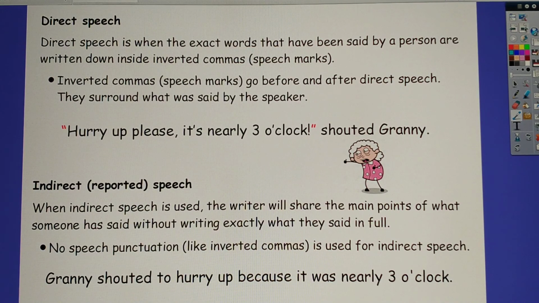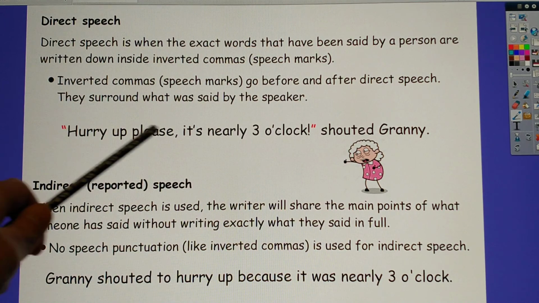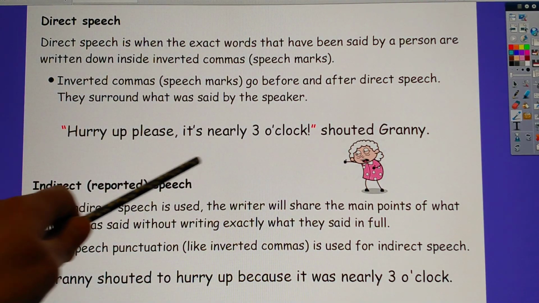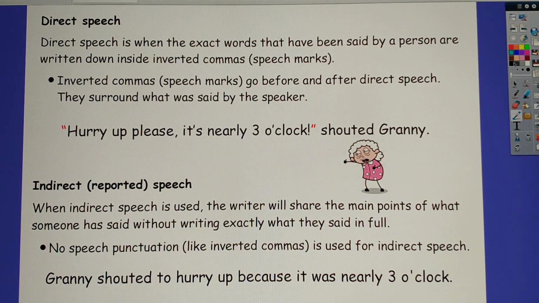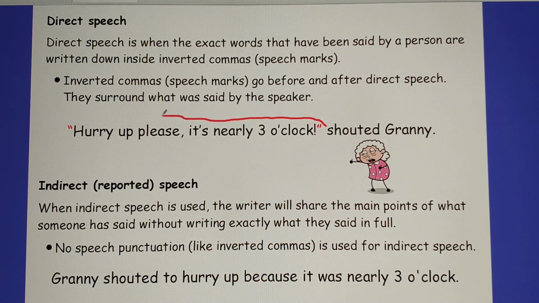by a person and they're written down inside inverted commas or speech marks. So those speech marks go before and after the speech and they surround what was said by the speaker. So here we can see some speech marks and it says, "Hurry up please, it's nearly 3 o'clock," shouted Granny. You can see the speech marks are around the speech. This is called direct speech because it tells us exactly what that person has said. So we can see here that Granny, I could put a speech bubble around this, and this is what Granny has actually said.